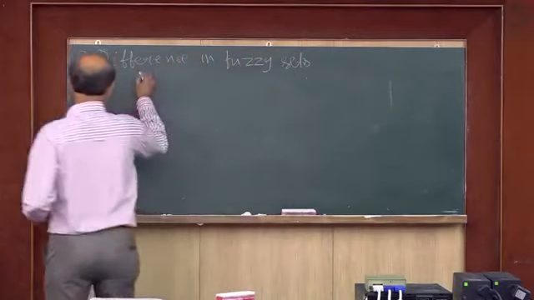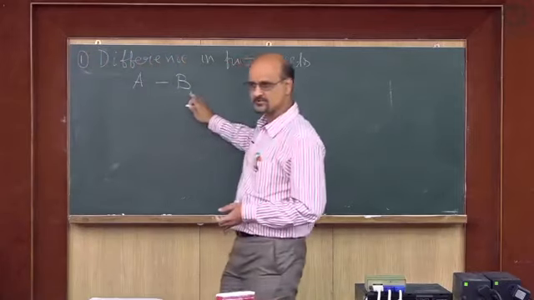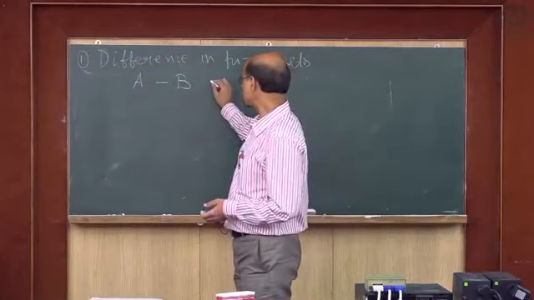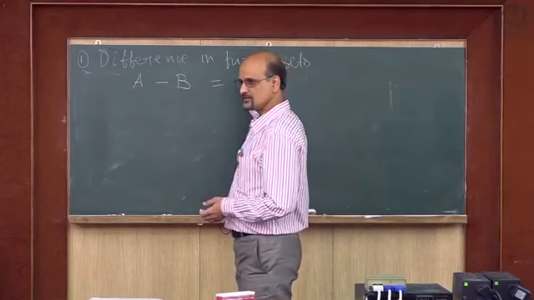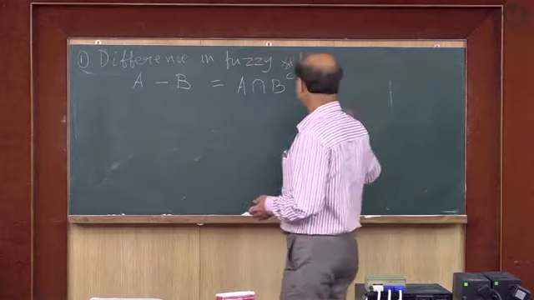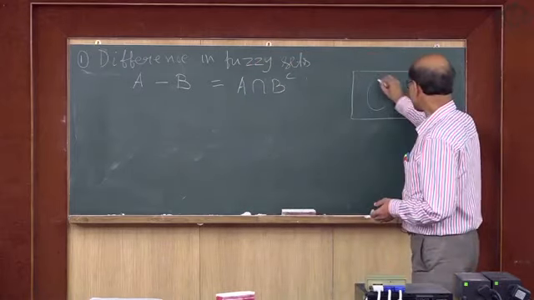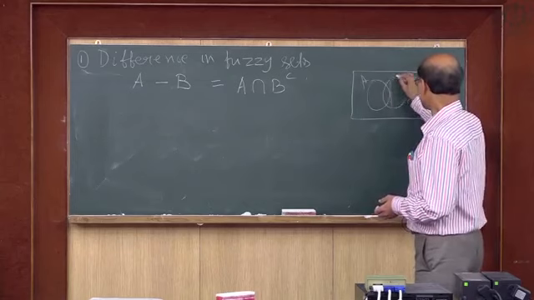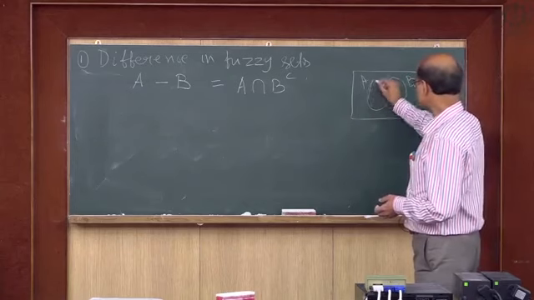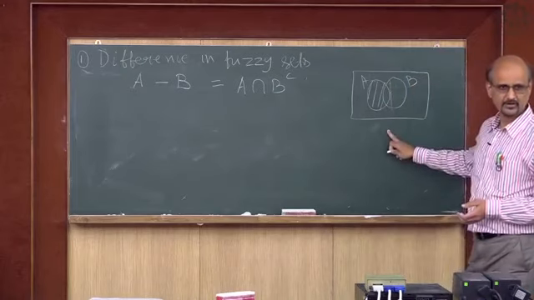you can say that in crisp set we have like this A minus B. If your A is crisp, B is crisp, we write A minus B as A intersection B complement. So, if we have in crisp sets, okay, this is A and this is B. So, A minus B is this area, A intersection B complement.